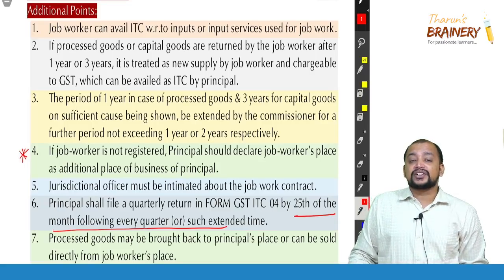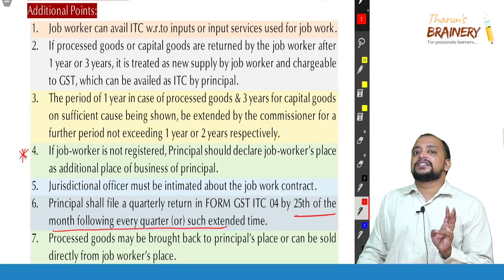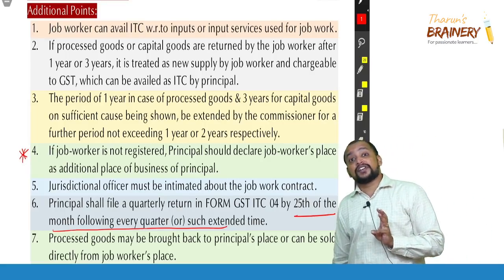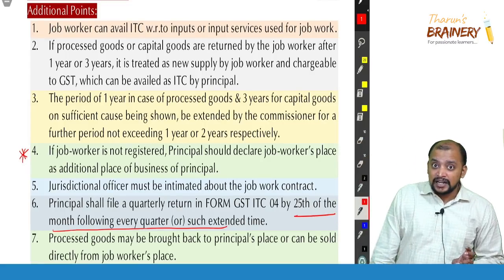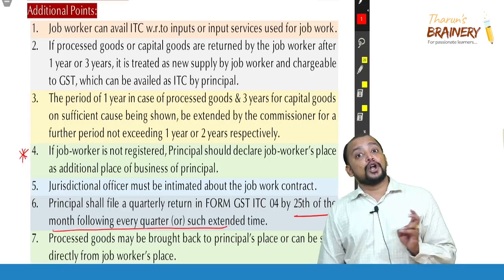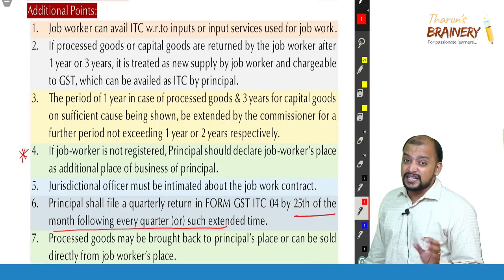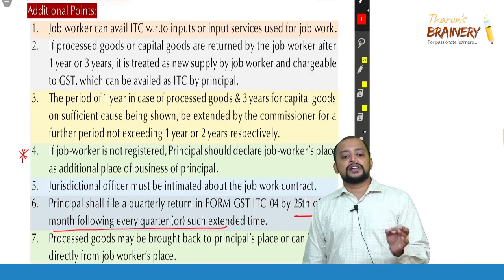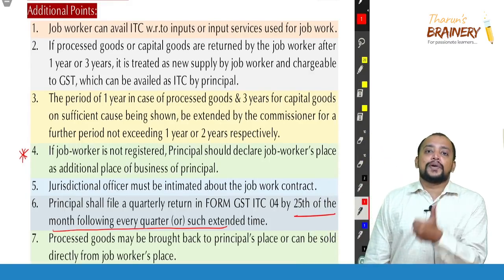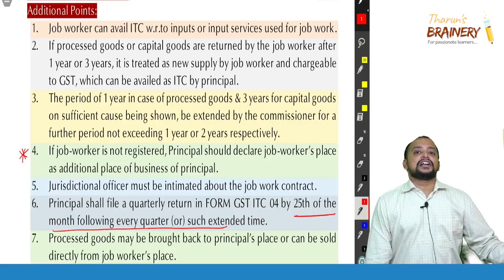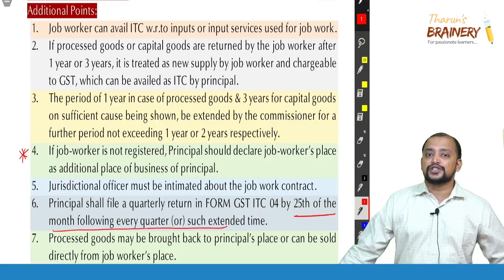Okay. So, section 16 we completed, which deals with conditions for availment of ITC. Section 17, apportionment of credit and blocked credit. Section 18, input tax credit in special cases. Section 19, goods sent on job work. Now, section 20 and 21 are related to input service distributor.